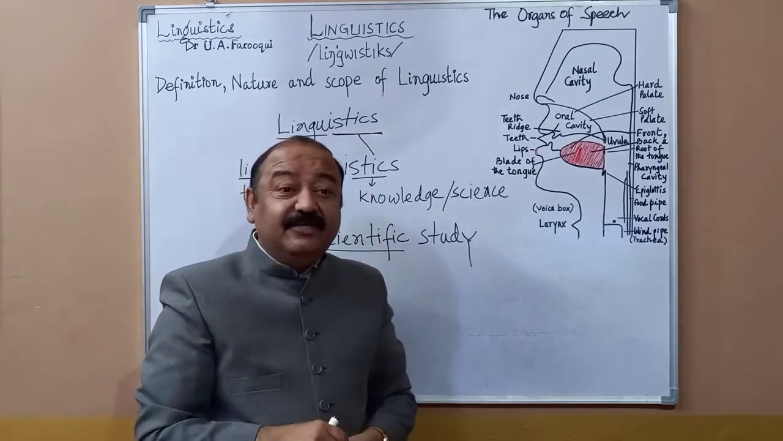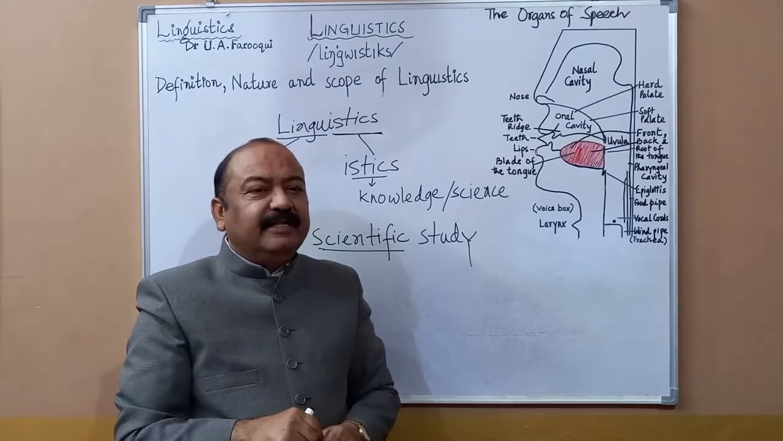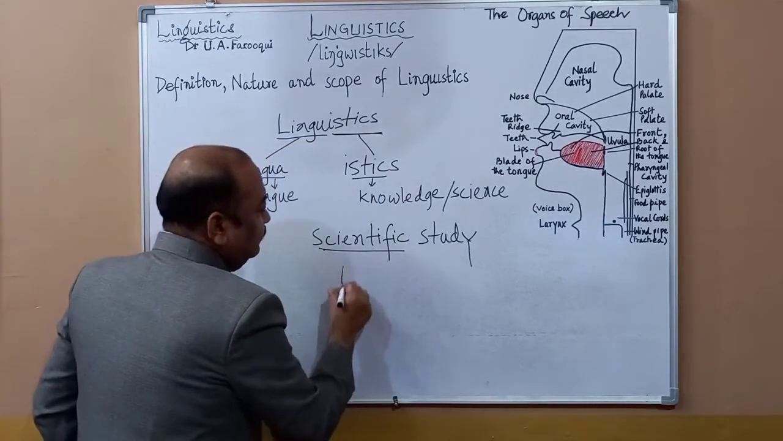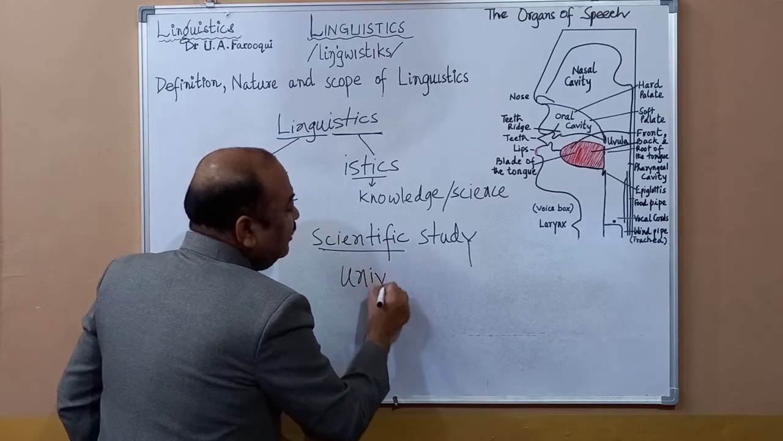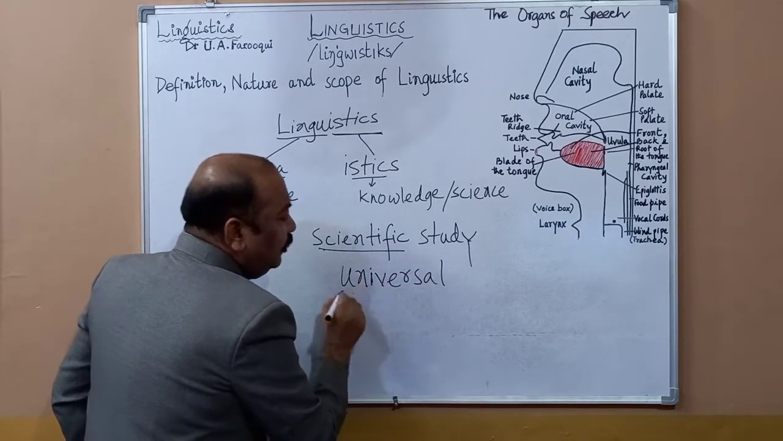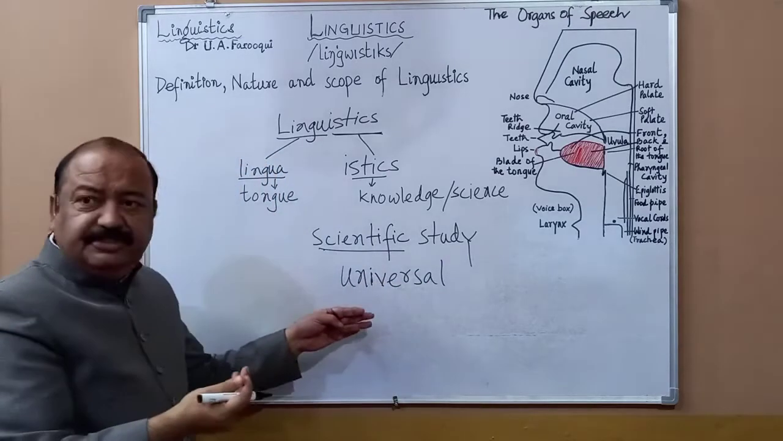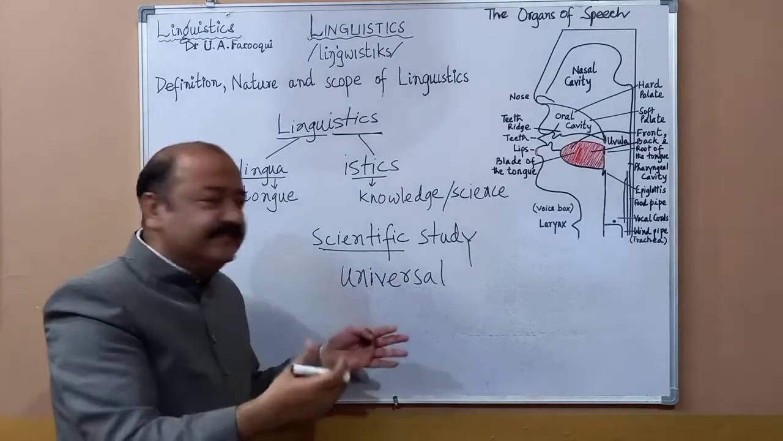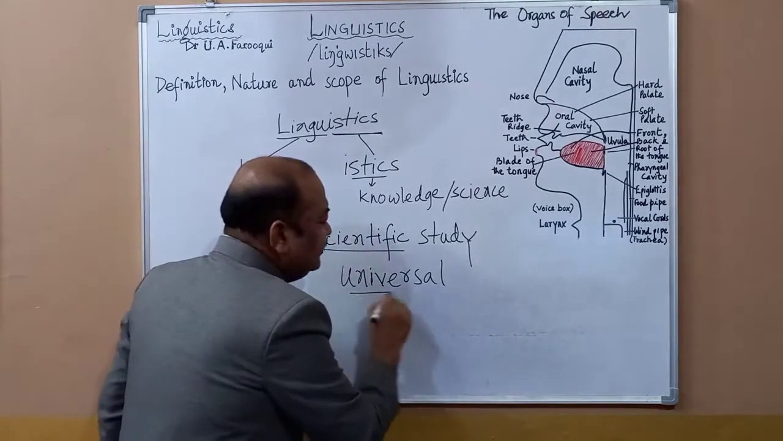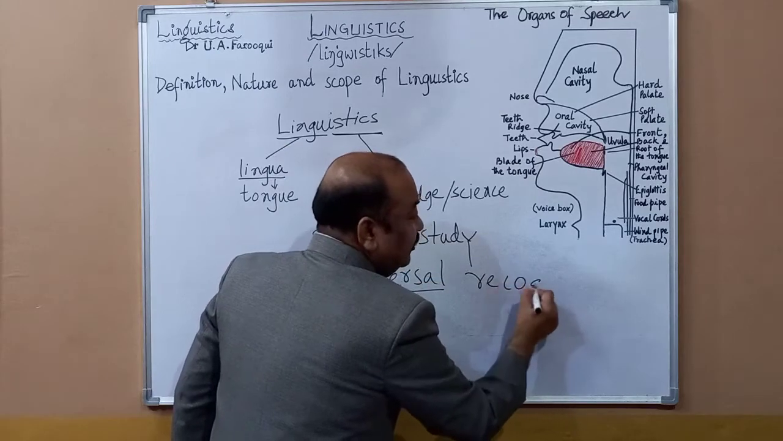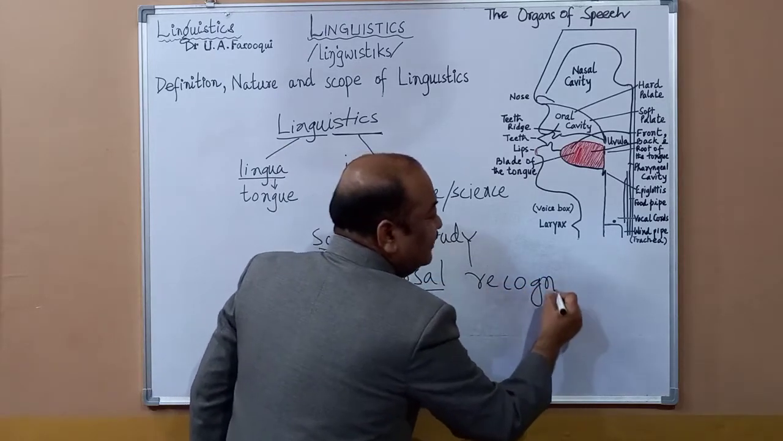It studies language as a universal and recognizable part of human behavior. Universal. Now, language is something universal. All over the globe, people communicate through language. People communicate through words, sentences, utterances. So this is a universal and recognizable behavior. And recognizable. Note down the word: recognizable.